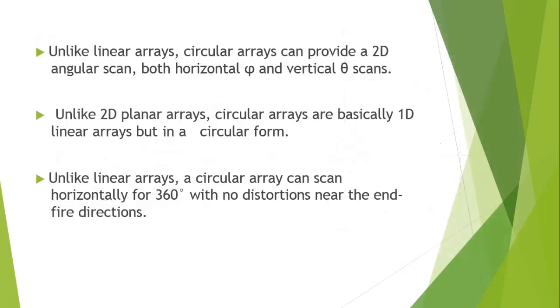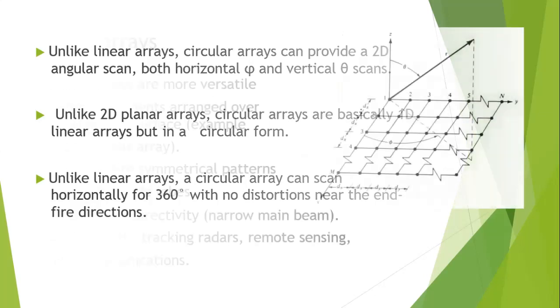Unlike linear arrays, circular arrays can provide two-dimensional angular scan, both horizontal phi and vertical theta scans. Unlike two-dimensional planar arrays, circular arrays are basically one-dimensional linear arrays, but in a circular form. Unlike linear arrays, a circular array can scan horizontally for 360 degrees with no distortion near the end fire direction.